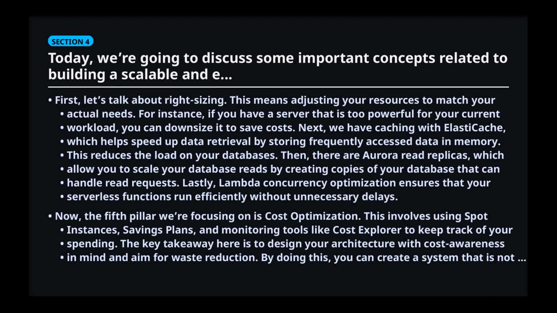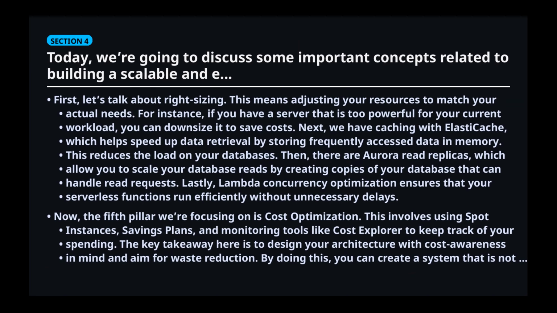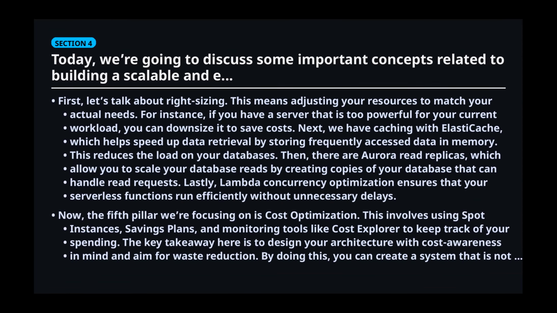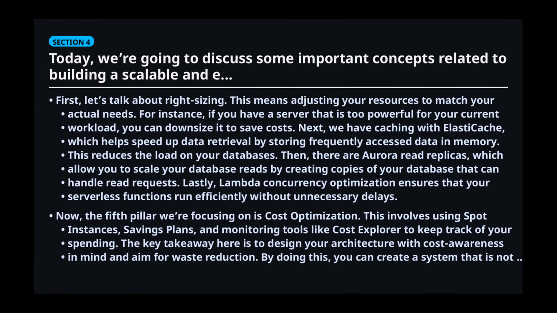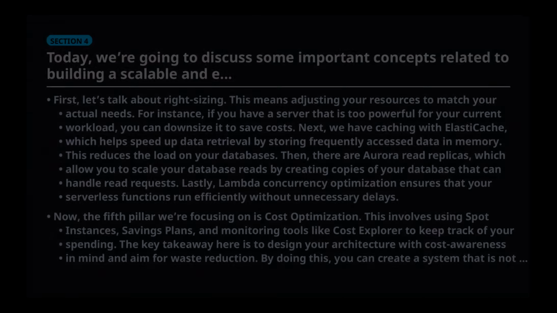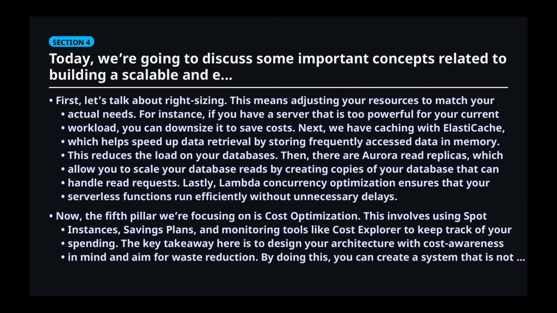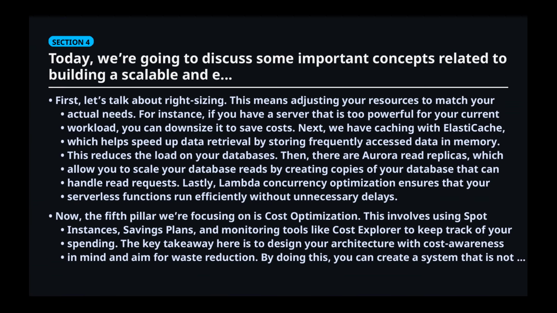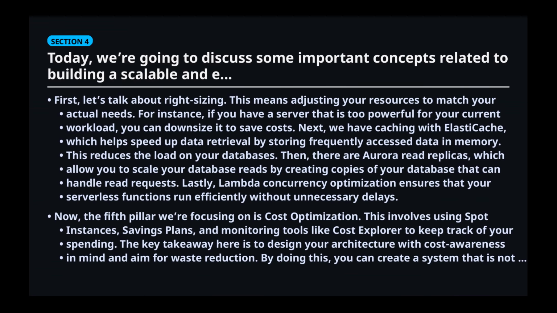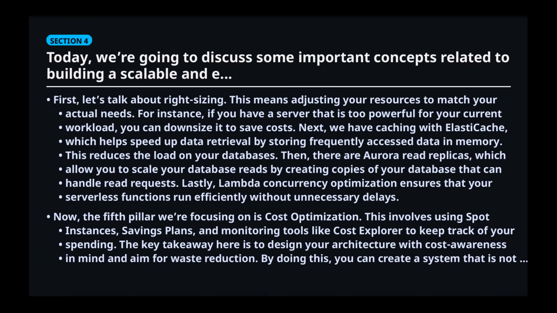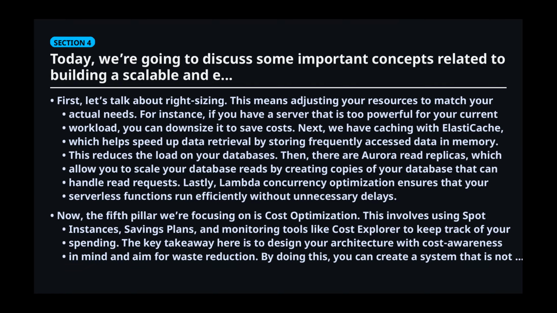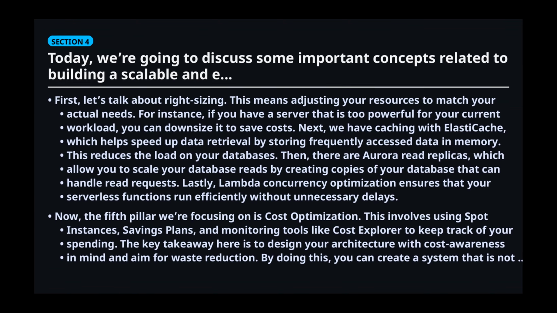Now, the fifth pillar we're focusing on is cost optimization. This involves using Spot Instances, Savings Plans, and monitoring tools like Cost Explorer to keep track of your spending. The key takeaway here is to design your architecture with cost awareness in mind and aim for waste reduction. By doing this, you can create a system that is not only fast and scalable, but also cost-effective.